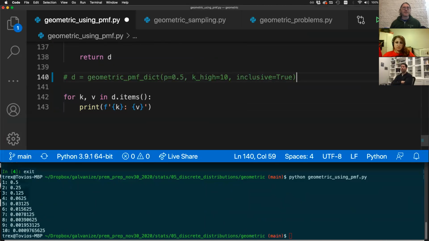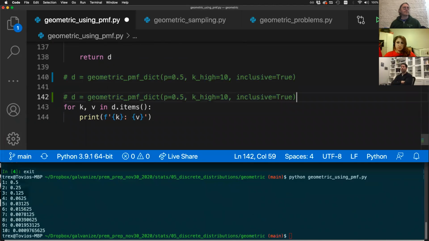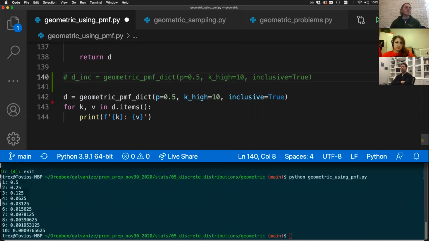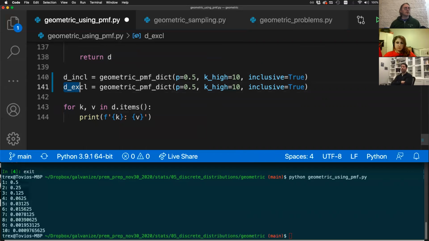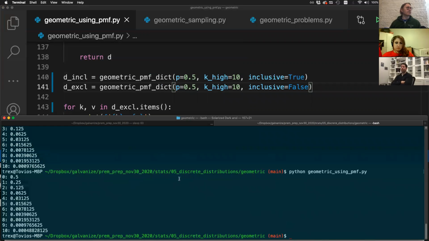Let's see about with inclusive false. So maybe I'll rename these a little bit. D inclusive, make this D exclusive. And I'll just leave both of these uncommented. And we'll traverse D exclusive like that. And let's compare these two.